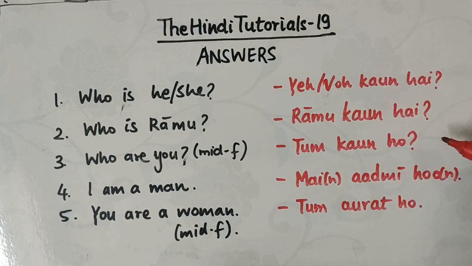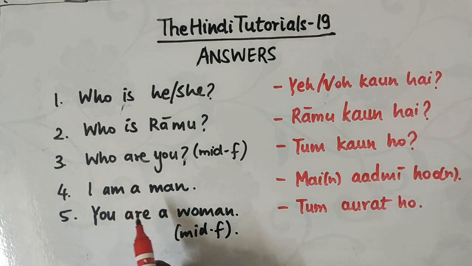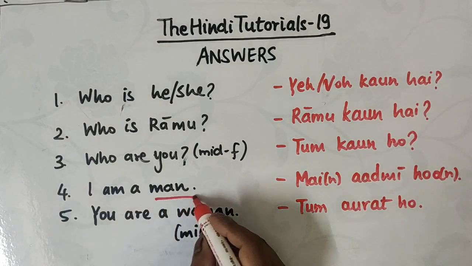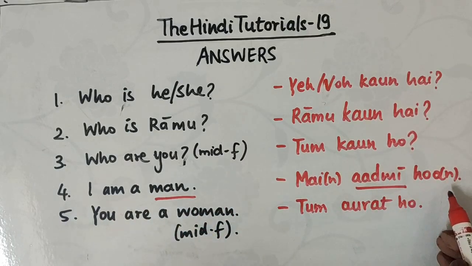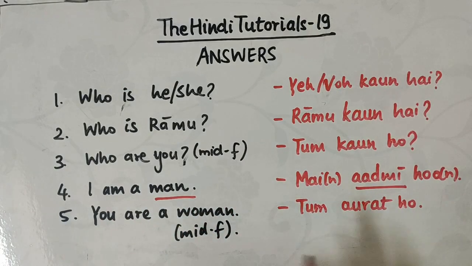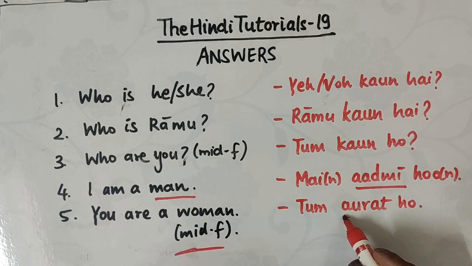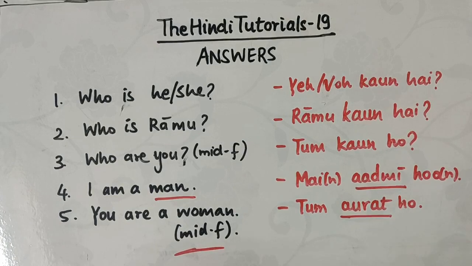Most of the students got it correct. I am a man. Man is आदमी. I am a man. मैं आदमी हूं. You are a woman, mid formal. तुम औरत हो. औरत means a woman. ठीक है.